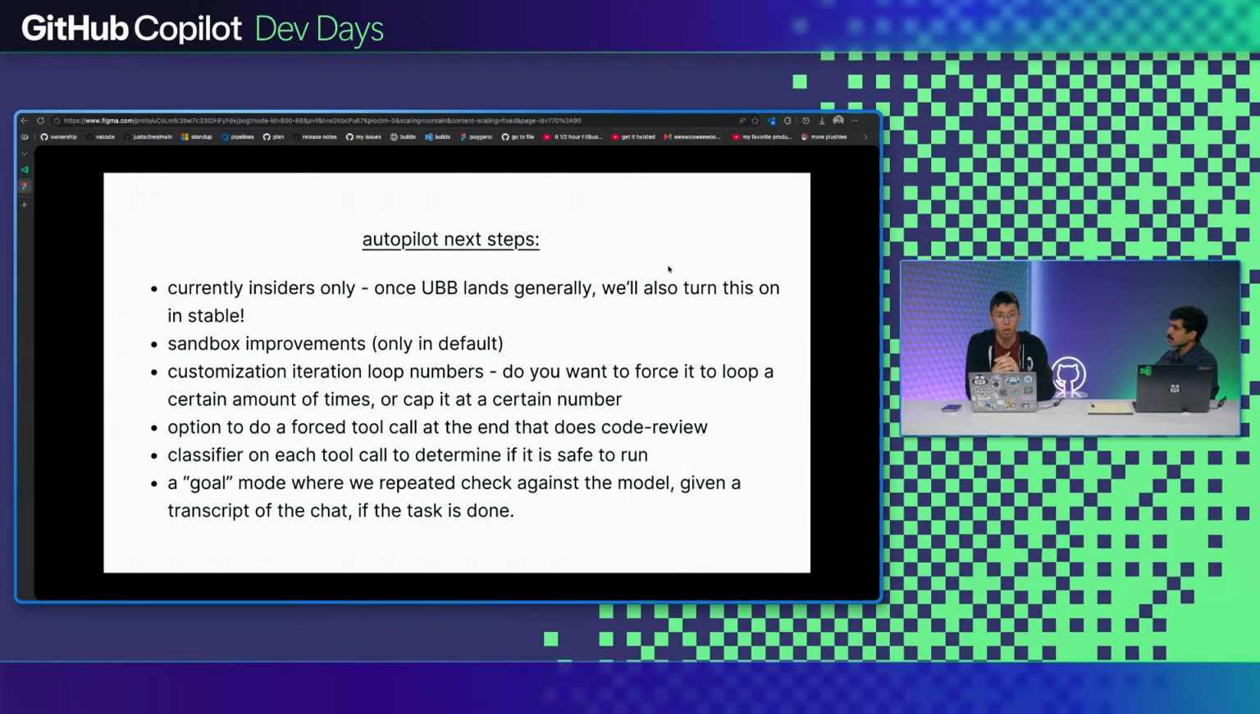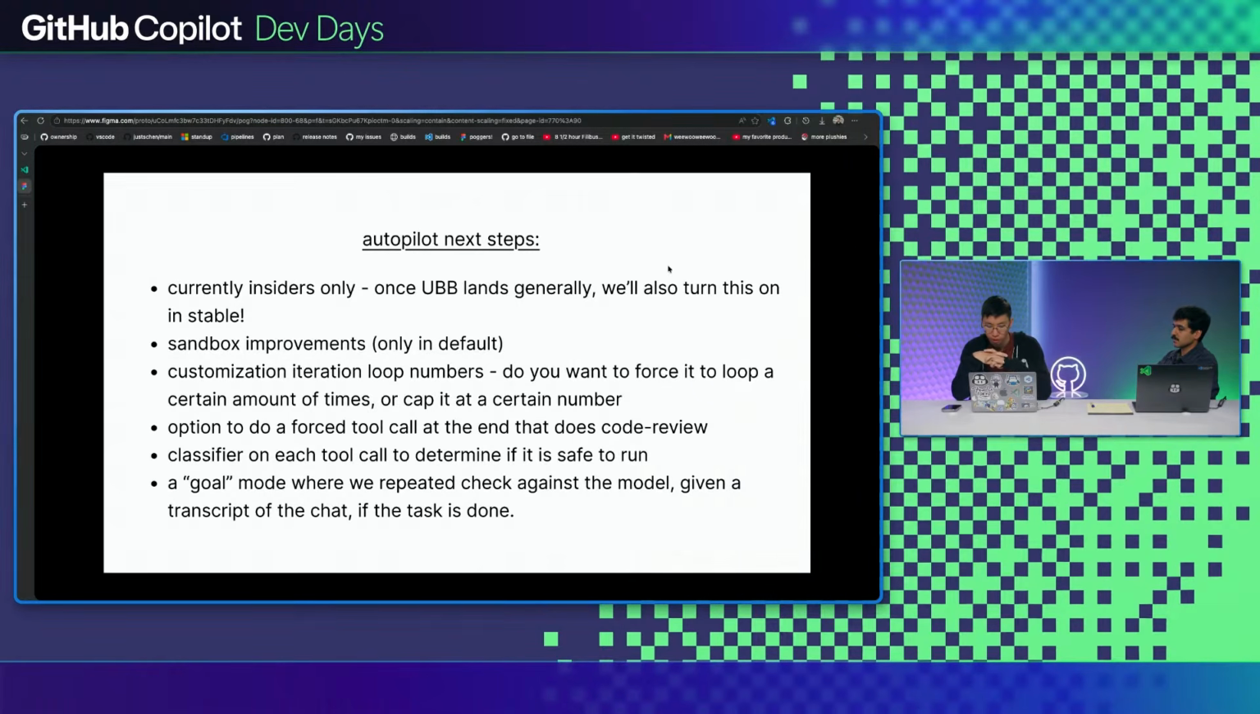If you want the agent to loop 100 times, be my guest. That's something that we're going to work on, where you can force it to loop a certain amount of times or cap it to a certain number. And then a more fun thing, having an option to do a forced tool call at the end, which is code review. That's something to take a look at, as well as something that's more true to, I guess, the term of autopilot, where we have a classifier on each tool call to determine whether or not it's safe to run, instead of just blanketly approving everything.